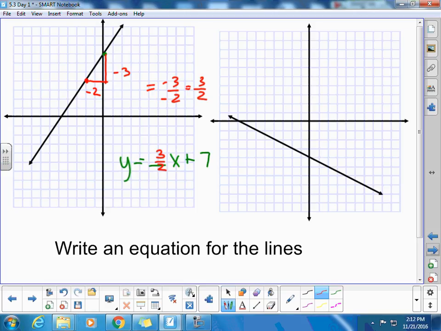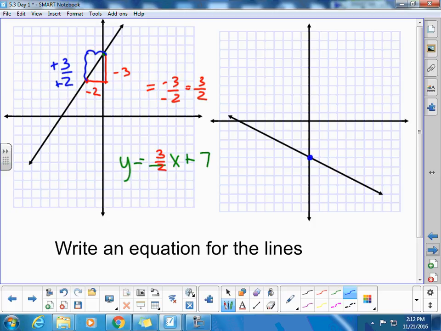Or I could have counted it from red to green, so I could have said it goes up 1, 2, 3, and right 2. Those are both positive directions, so there again I would have had it be 3 halves. So either way, you should get y equals 3 halves x plus 7. Go ahead and put me on pause and try this next one.